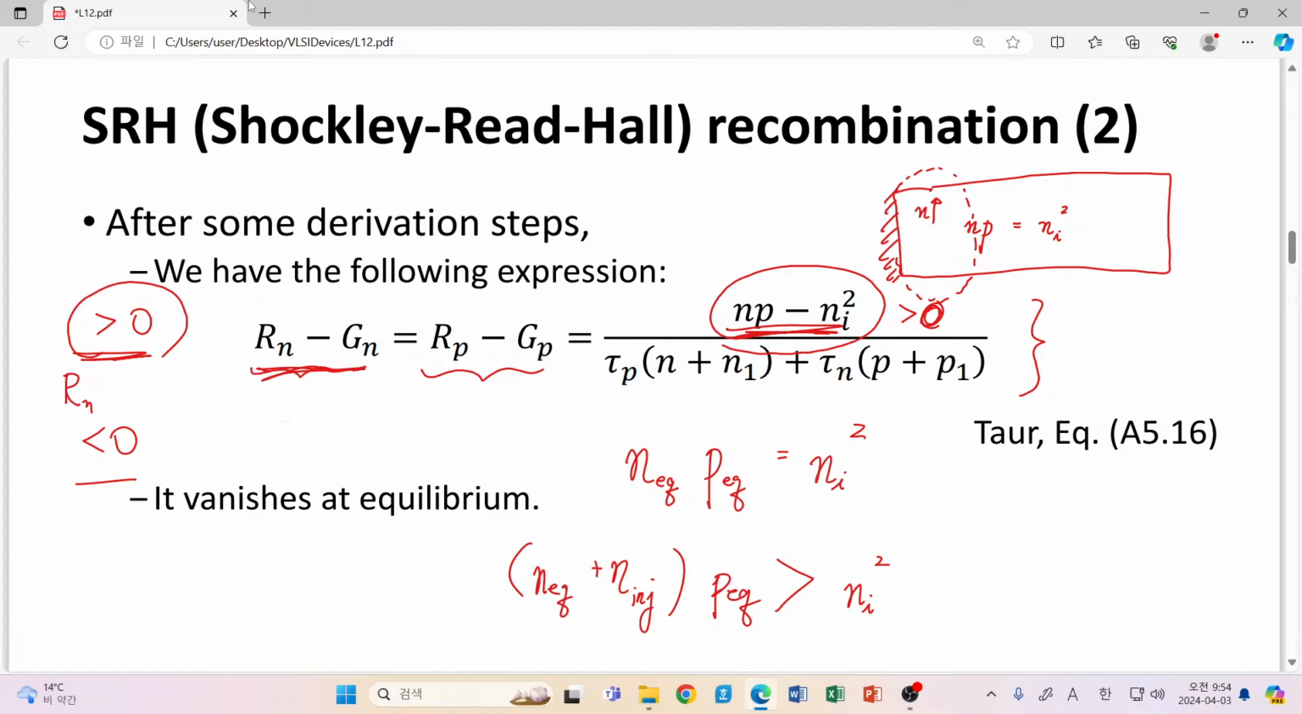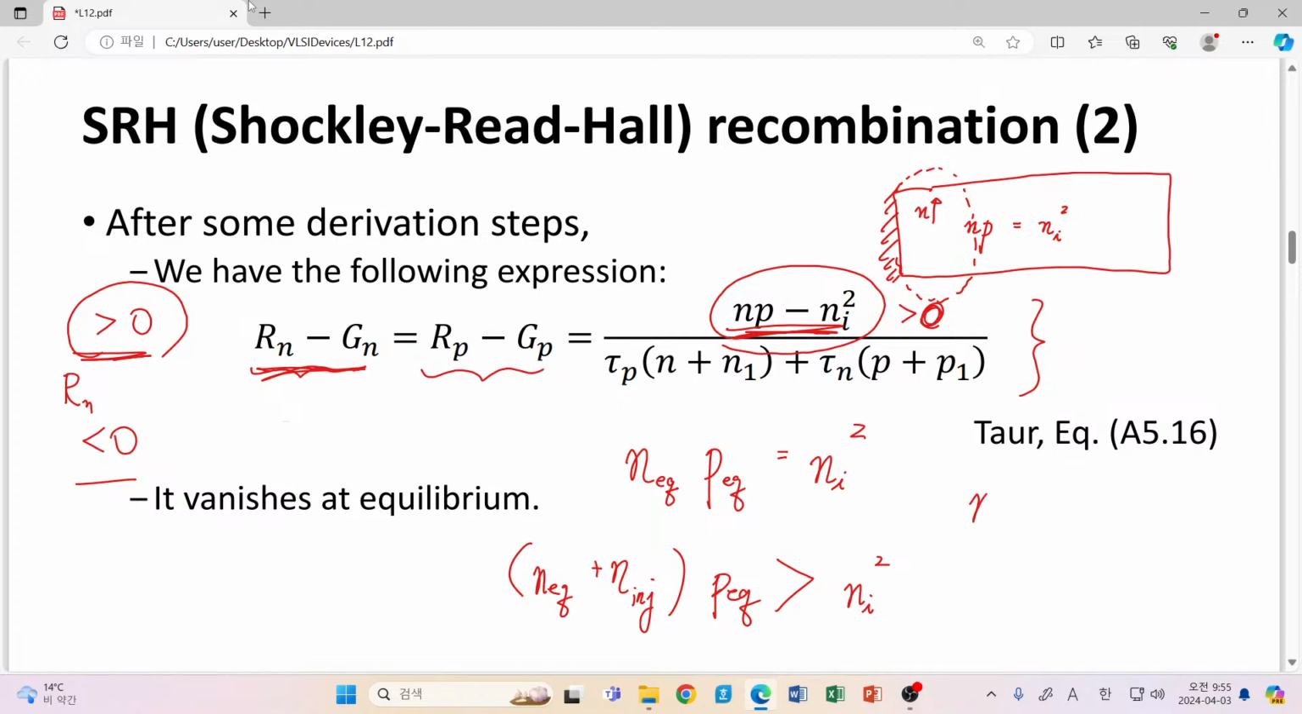Then the sign of NP minus Ni squared becomes a positive number. Then as I told you before, a positive number in the net recombination simply states that electrons are recombined and their density is decreasing. If you inject electrons into your system and have tons of excessive electrons, they recombine within the whole system. Eventually the number will decrease and relax to its equilibrium value. But now think about the opposite case.